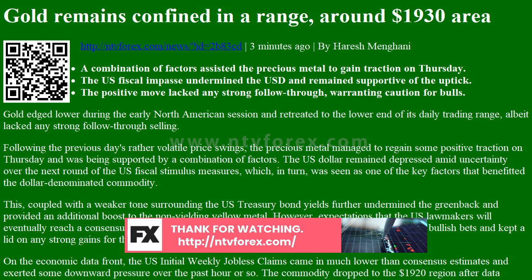The metal has now moved back to its intraday trading range and was last seen hovering around the $1,930 region. It will now be interesting to see if bulls are able to take back control or the commodity continues with its subdued range-bound trading action. The focus remains on the U.S. political deadlock over the stimulus package to support economic recovery from the coronavirus pandemic.